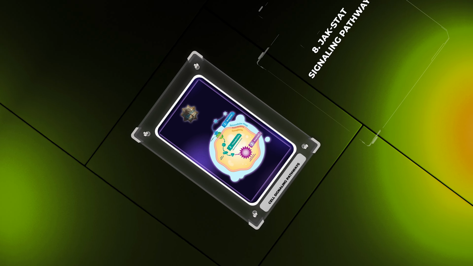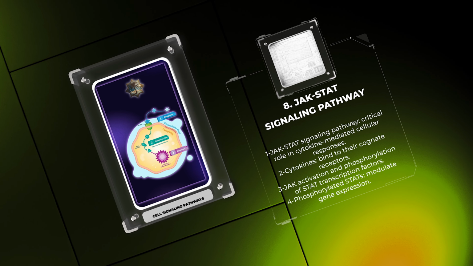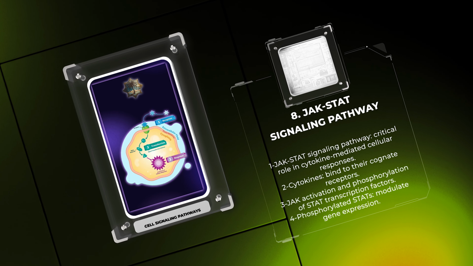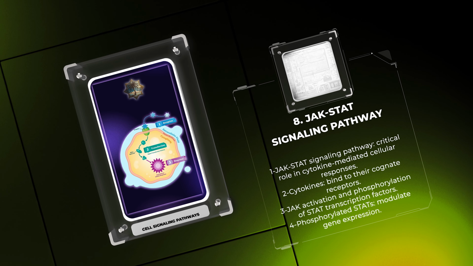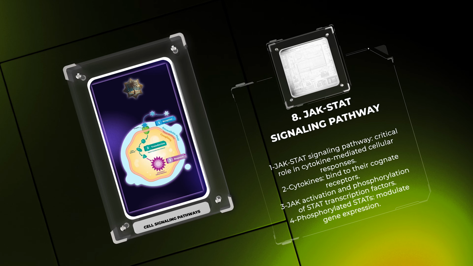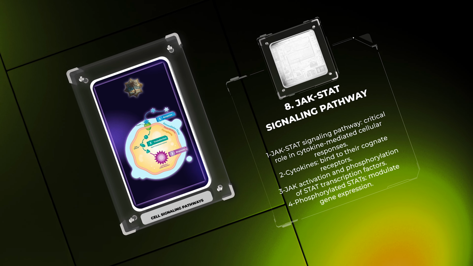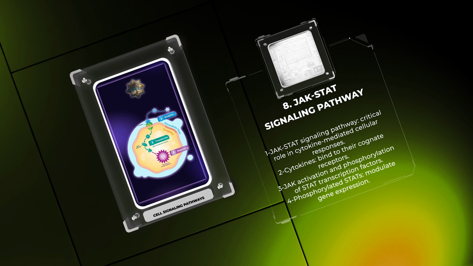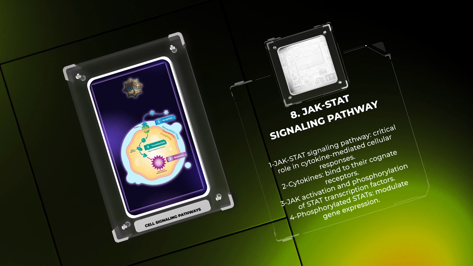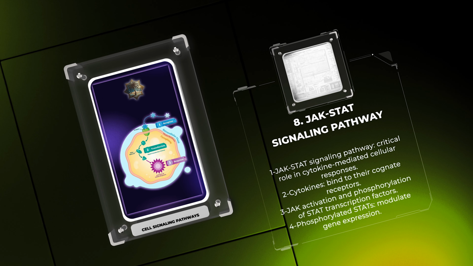The Janus kinase signal transducer and activator of transcription, JAK-STAT, signaling pathway plays a critical role in cytokine-mediated cellular responses, including immune regulation, hematopoiesis, and inflammation. Cytokines bind to their cognate receptors, leading to JAK activation and phosphorylation of STAT transcription factors. Phosphorylated STATs form dimers and translocate to the nucleus, where they modulate gene expression. Dysregulation of this pathway is associated with various diseases, including autoimmune disorders, leukemia, and lymphomas.